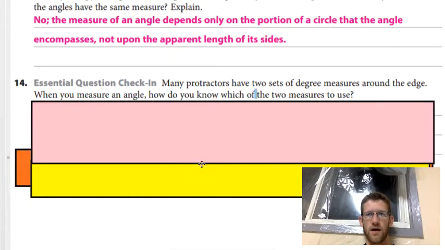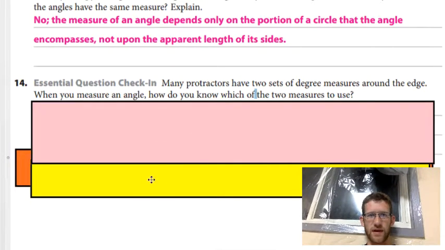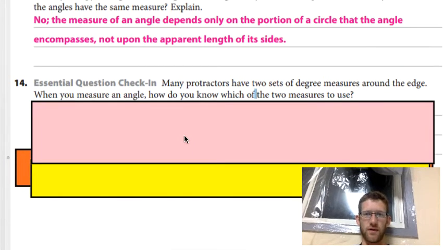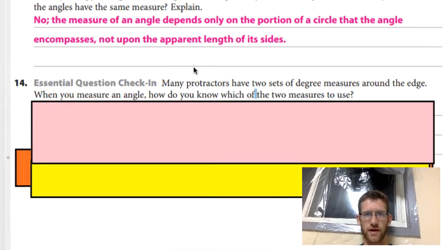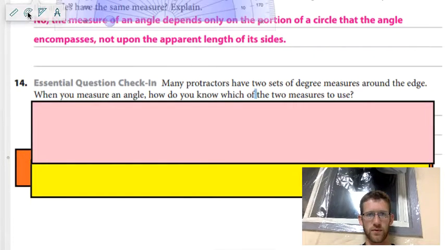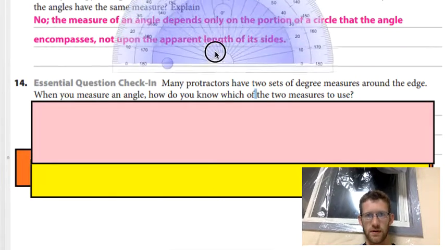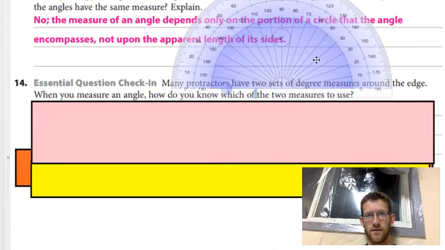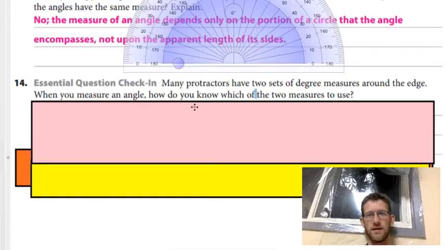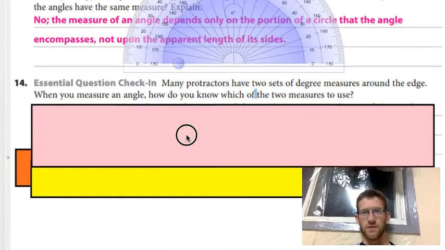There we go. Many protractors have 2 sets of degree measures around the edge. When you measure an angle, how do you know which of the 2 to use? I covered this one. You make sure that your first ray lines up with the edge of the protractor, and that's 0, right? So you count up from 0: 10, 20, 30, 40, 50, whatever that is. Or another way to think of it is if it's an acute angle, it should be less than 90. If it's an obtuse angle, it should be more than 90.